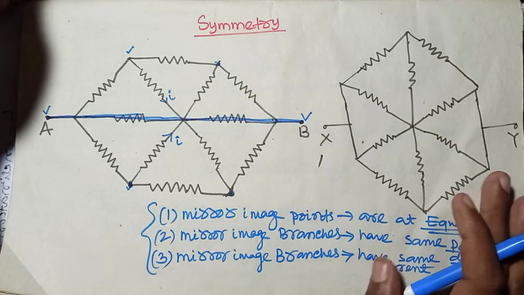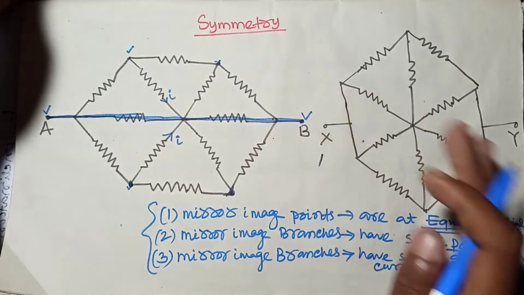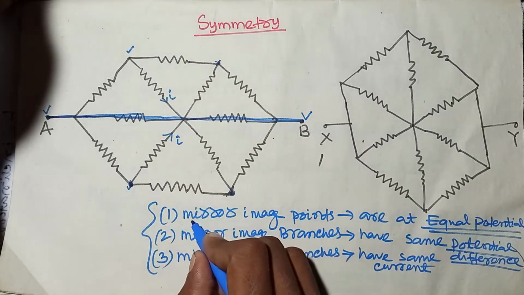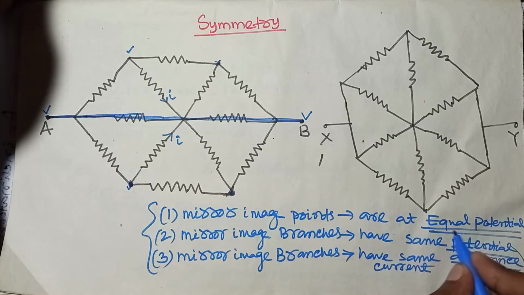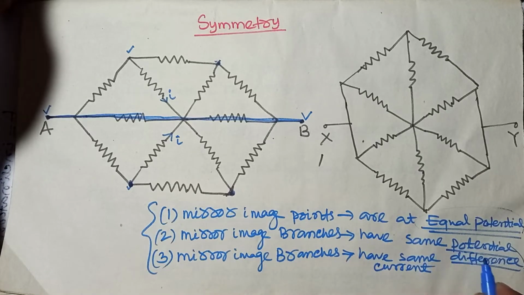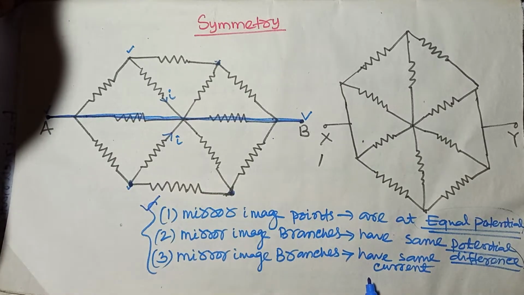If a circuit contains the first plane of symmetry or horizontal axis of symmetry, then we can say that the mirror image points are at equal potential, the mirror image branches have the same potential difference, and the mirror image branches have the same currents flowing through them. These are the 3 conclusions from the first plane of symmetry.